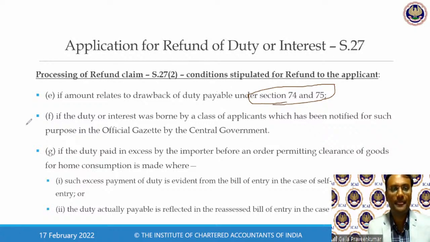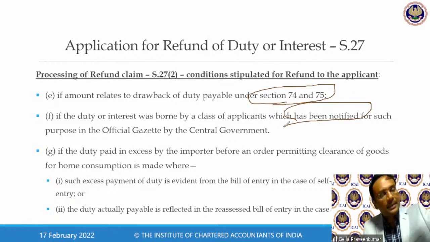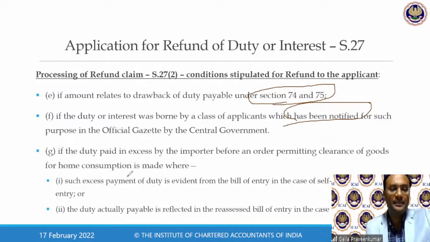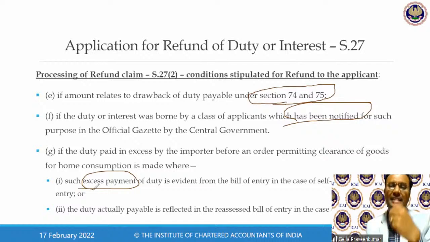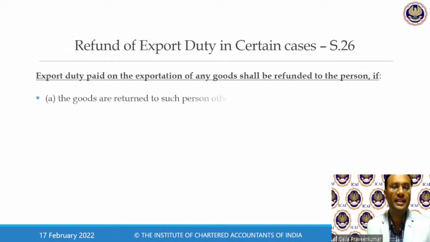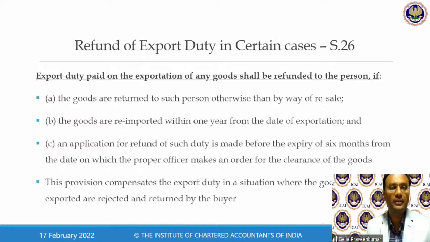If the duty and interest was borne by a class of persons which has been notified, the government is going to notify saying that these are the people who have paid so and so duty and can claim a refund. If the duty is paid in excess, like I gave the example, sir, I have to pay 2 lakhs but I have paid 8 lakhs, it is a clear-cut case on the basis of my self-assessed bill of entry. I can claim that back as a refund. Now, for examination, these are the provisions which are going to be tested for 2 marks on unjust enrichment.